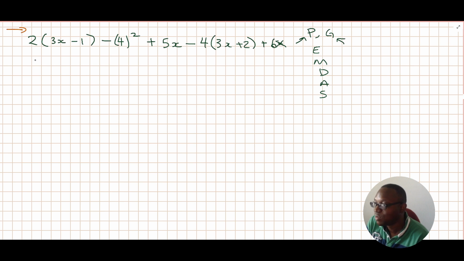So we have 2 multiplied by 3x, we have 6x minus 2. And then I'm going to keep writing. And then here you have parentheses, but this has an exponent. So I'm going to go ahead and deal with the parentheses. And then plus 5x. And then minus 4 multiplied by 3x is minus 12x. Minus 4 multiplied by 2 is negative 8.